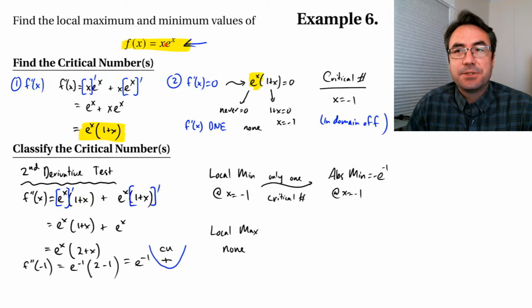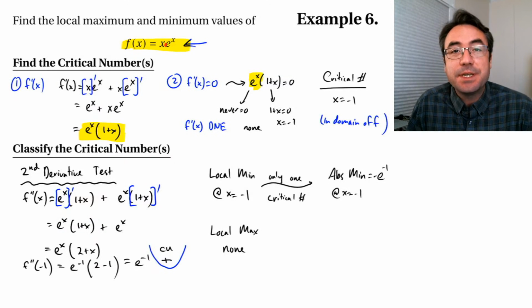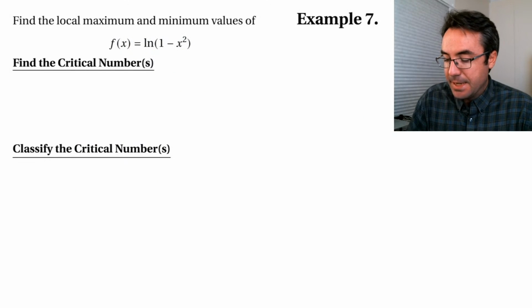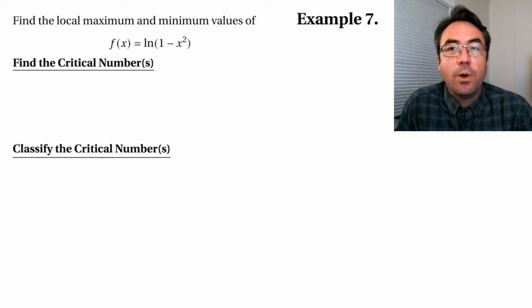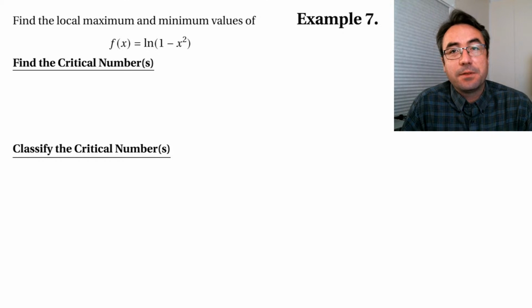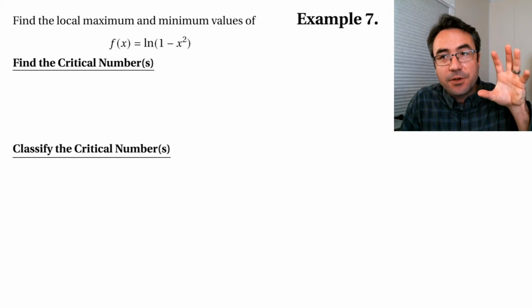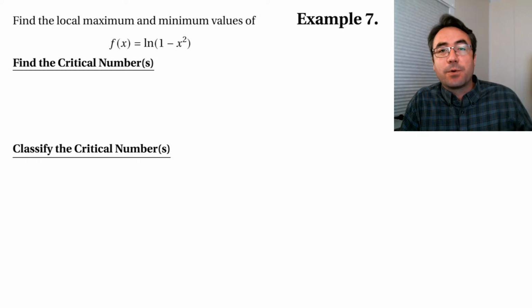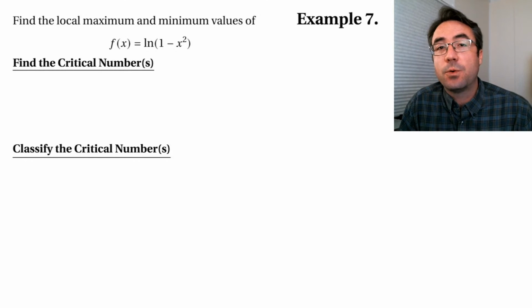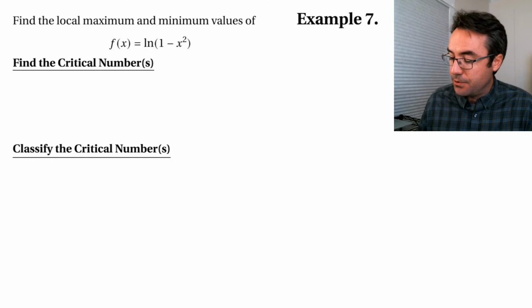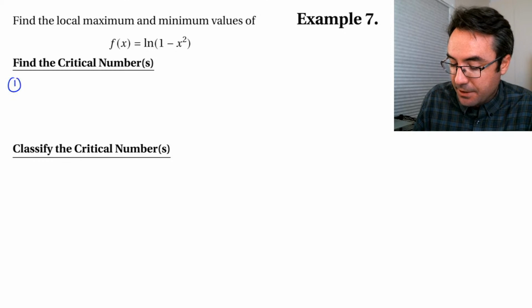All right. So just a little bit more practice finding critical numbers and classifying them using the first or the second derivative test. Let's try one more. Let's look at the function natural log 1 minus x squared. And we want to find the local max and the local min values of this function. So the same process. Find the critical numbers, and then we're going to classify them as a min, max, or neither. All right, so first step, we got to find the critical numbers, and that's going to involve our derivative. So let's calculate our derivative.